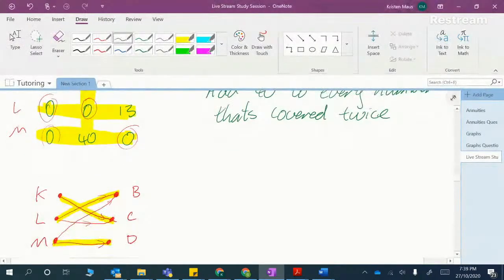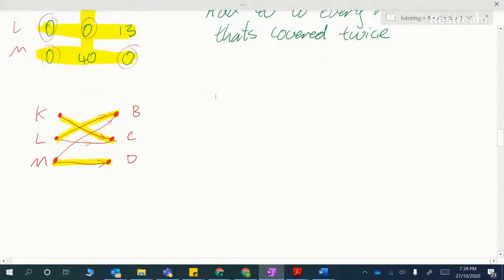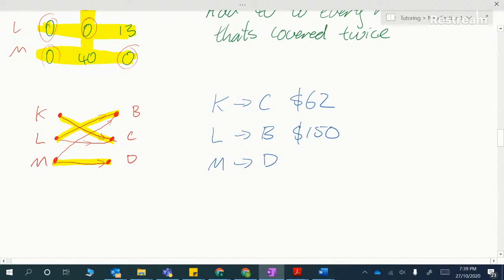And that would leave us with a cost of, so Kate does the chair for $62. Luca does the bookcase for $150. I'm looking back at the table now. And Marcel does the desk for $111. And that is going to be the cheapest possible way of doing that if you add all those up.